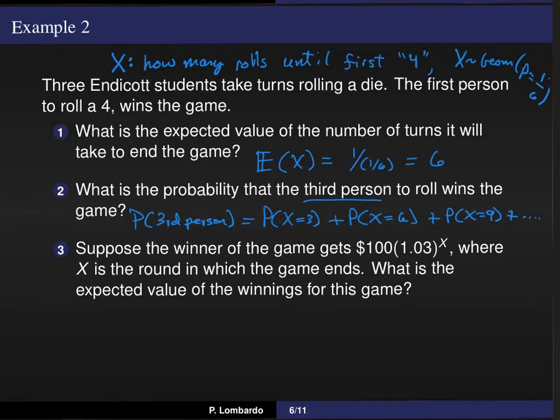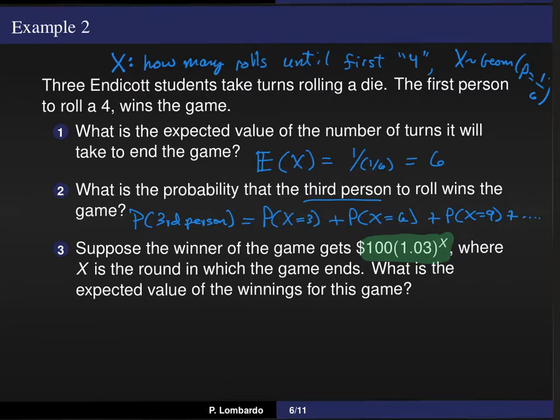All right, so this would be the probability that the third person ends up winning. Okay, so let's consider our final problem in this case. Suppose the winner of the game gets this kind of special amount. It's 100 times 1.03 to the x. So if it takes 3 rounds, we would give them $100 times 1.03 to the third. What is the expected value of the winnings for this game?